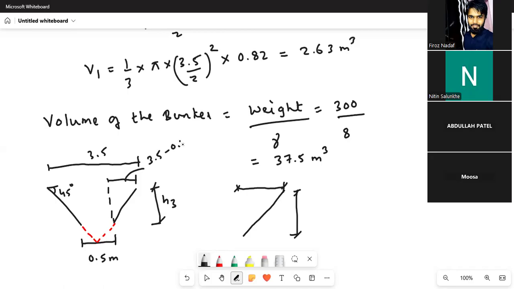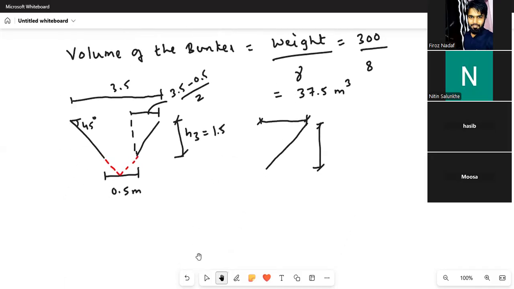So how will you find this horizontal distance? 3.5 minus 0.5 divided by 2, am I right? Yes, sir. 1.5. Okay, so this horizontal distance and this vertical distance are the same. So H3 is 1.5. Okay, but do you know how to find the volume of the hopper bottom? That is a bit complex.